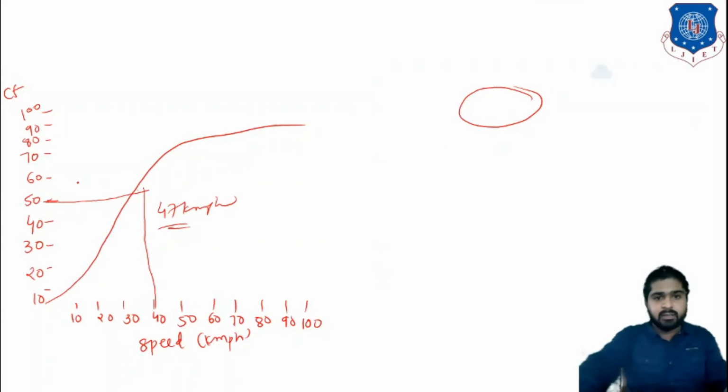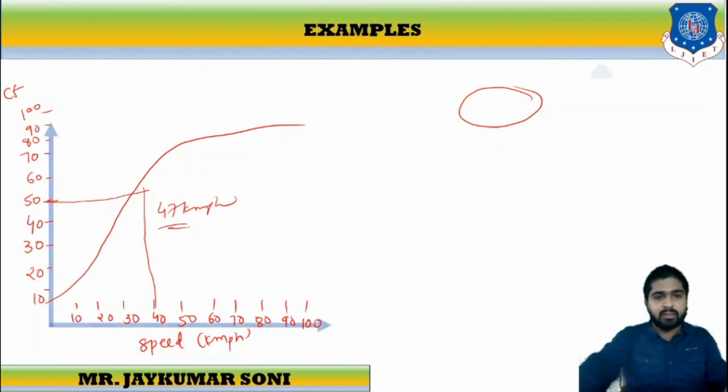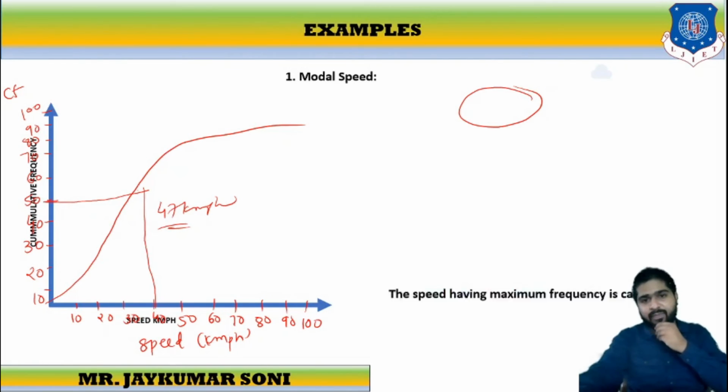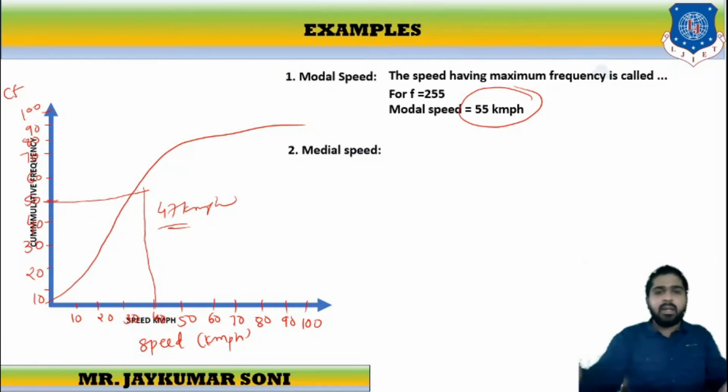Here I am just trying to explain things, but I hope you can get the understanding. The major important thing is this concept: what is modal speed, what is median speed.